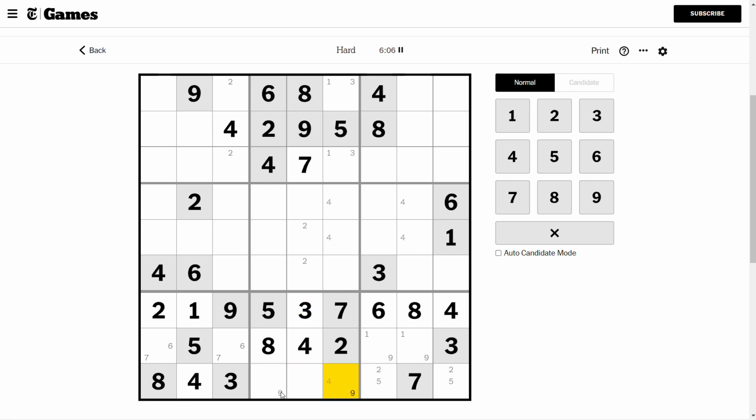Down here we got 1, 6, and 9 as the missing digits of block 8. This cell sees 6, this cell sees 9, and this cell sees 1. So 1, 6, 9, like these are the possible places for 1, 6, and 9 to go.